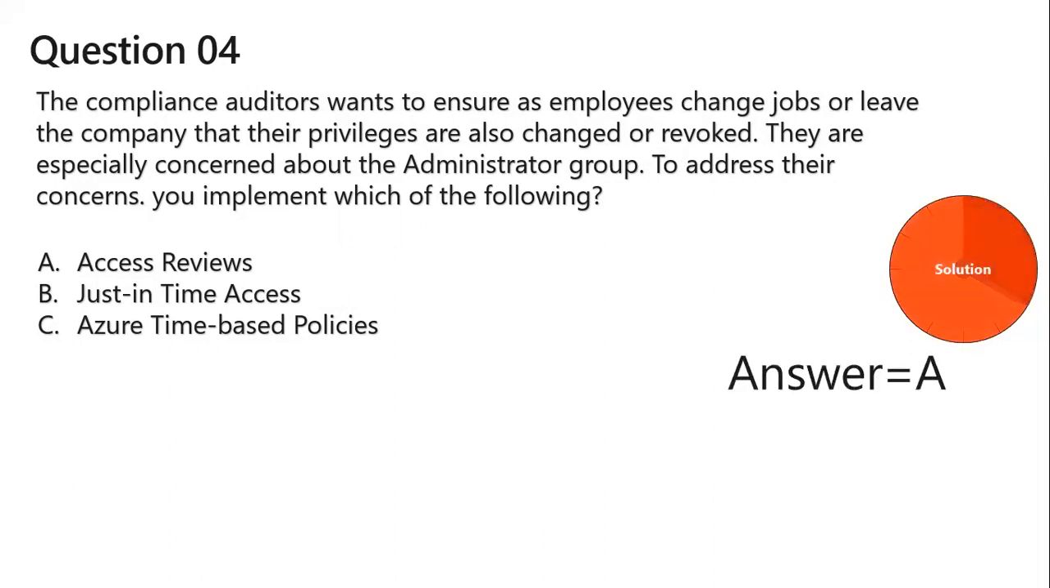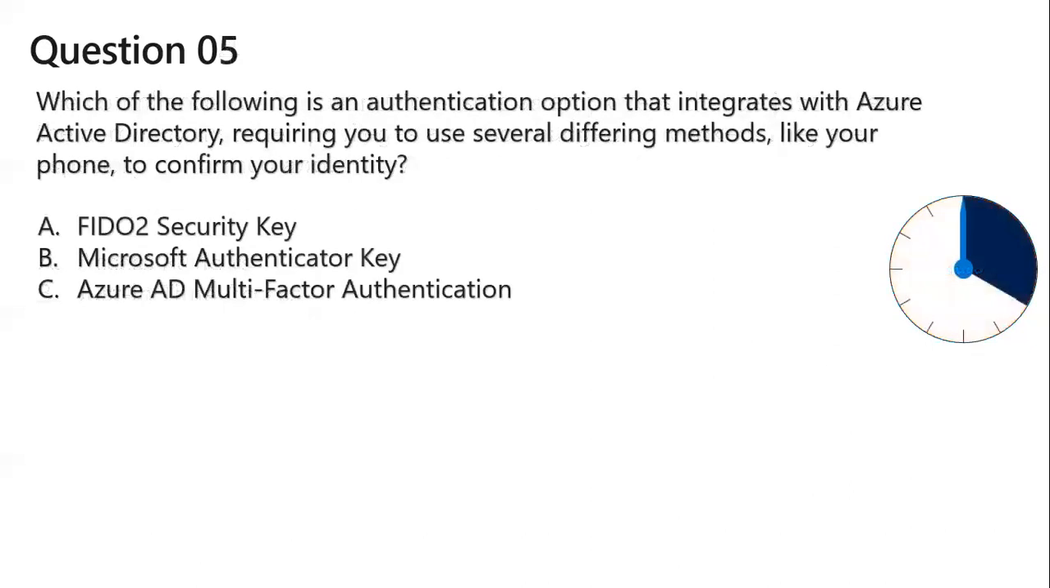So yes, for this question, the correct answer is A. Moving ahead with the next question. Which of the following is an authentication option that integrates with Azure Active Directory, requiring you to use several different methods, like your phone, to confirm your identity? FIDO2 security key, Microsoft Authenticator, Azure AD multi-factor authentication. So please have your answers.